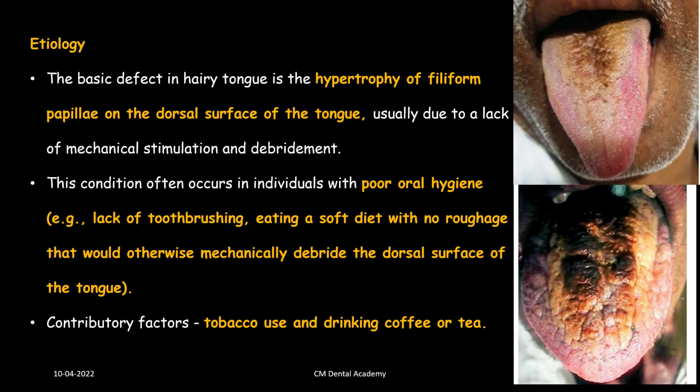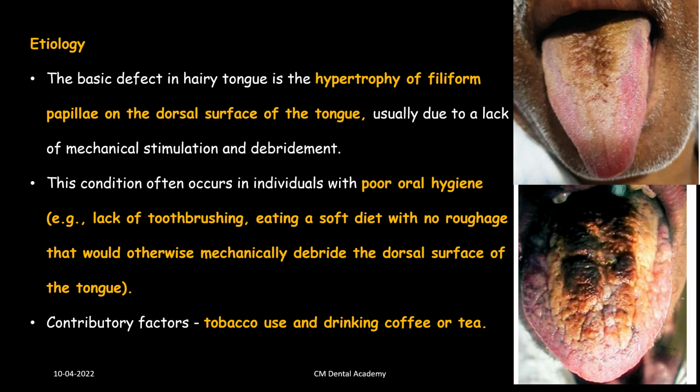These are the classic pictures of the black hairy tongue. The basic defect in hairy tongue is the hypertrophy of the filiform papillae on the dorsal surface of the tongue, usually due to lack of mechanical stimulation and debridement.